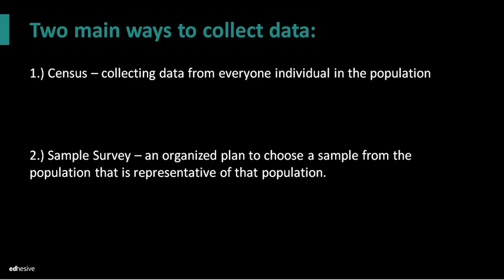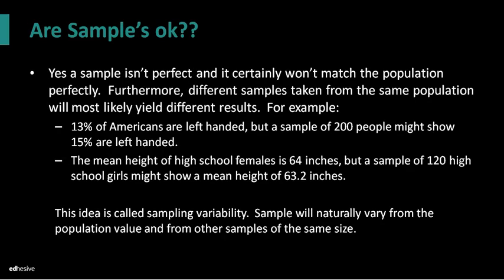But typically we work with populations that are really big, and in that case we have to do what's called a sample survey. We don't have time to ask the entire population, which is a census. So a sample survey is an organized plan to choose a sample from the population that is representative of that population. Now, are samples okay? Is it okay to only look at a sample as opposed to looking at a population? Well, yes. A sample isn't perfect, and it certainly won't match the population perfectly.